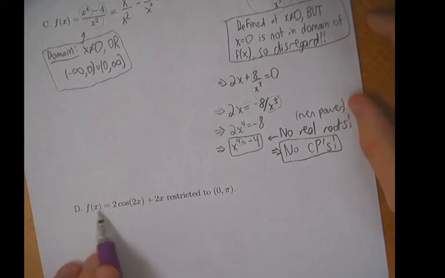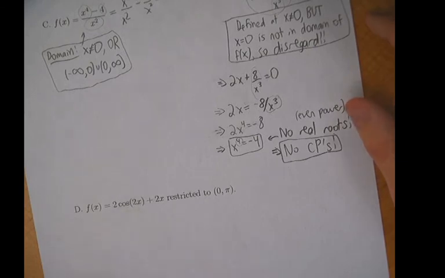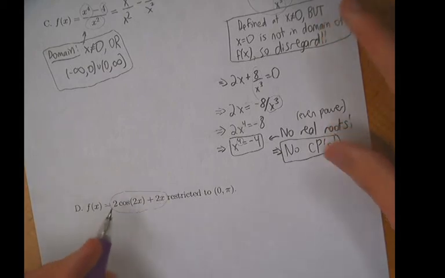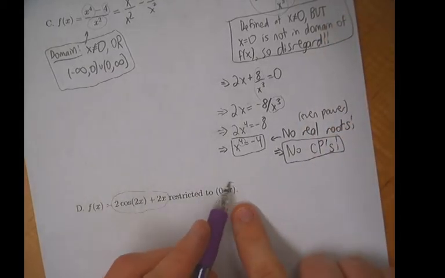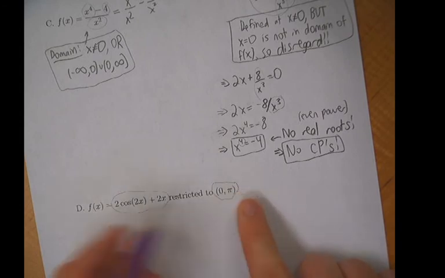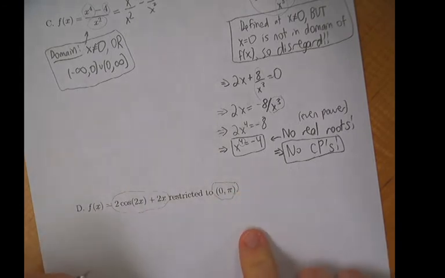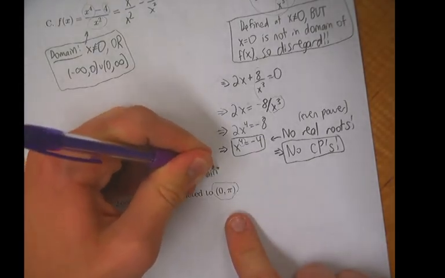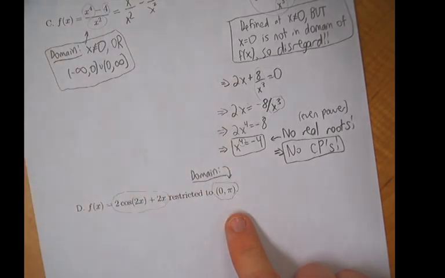So we have f of x equals 2 times cosine of 2x plus 2x. So the thing is that, even though this is technically defined on the entire real line, the catch is that we have to restrict it to this interval 0, pi. So in this case, our domain is just 0, pi, because the problem explicitly says restrict to that domain. Okay?